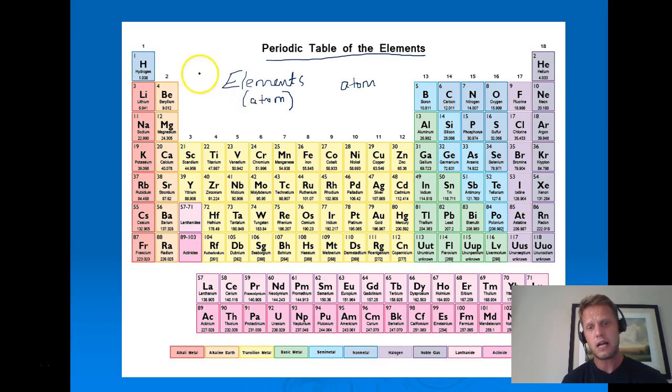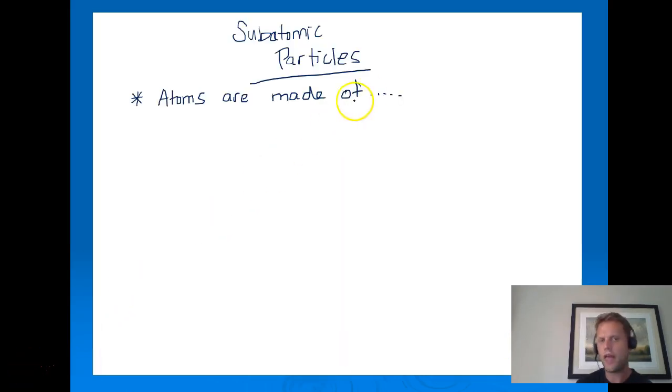Okay, so on the periodic table, we have all these different elements, and they're different because they're made up of different amounts of things. Well, they're all made up of protons, electrons, and neutrons. They just have different amounts of them. Okay, so we're going to talk about what that means. Every element or atom is made up of subatomic particles. Sub means smaller than, so atoms are made up of subatomic particles. And they come in three flavors, okay?